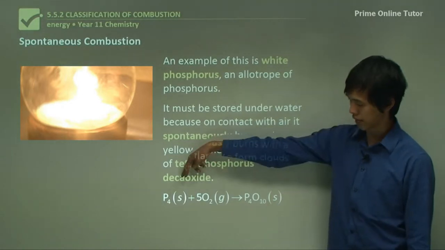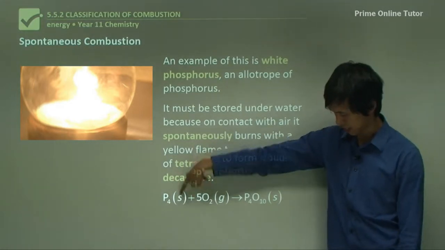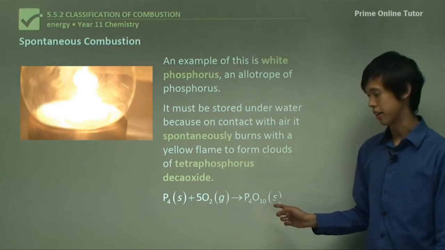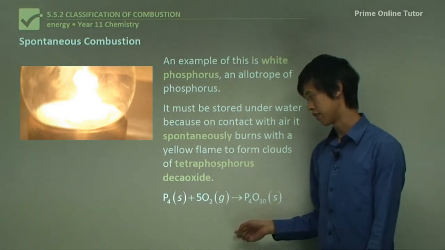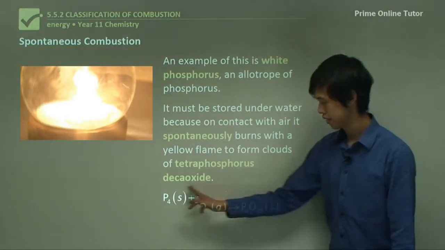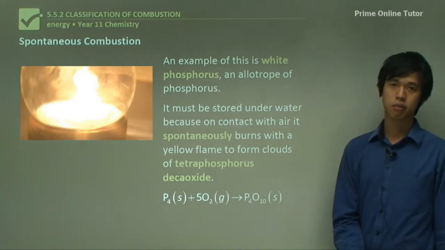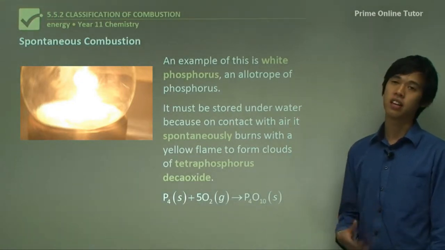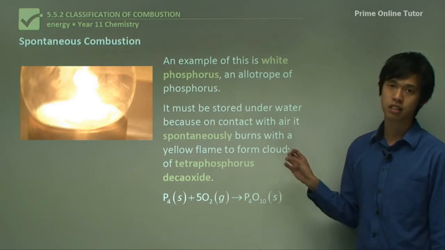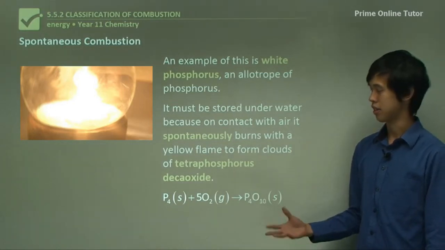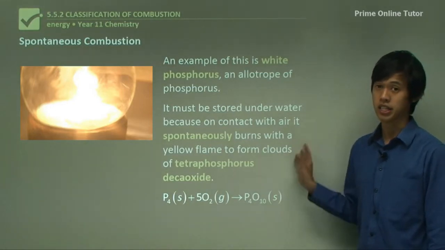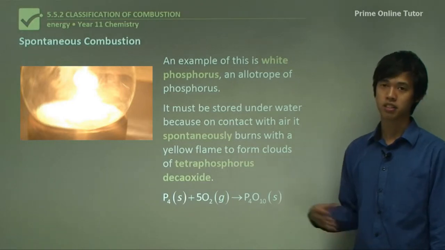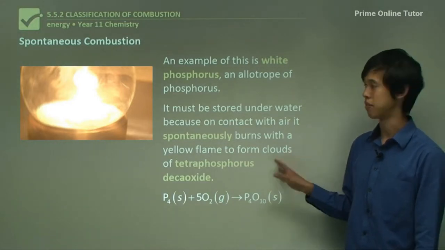When it comes into contact with oxygen, this reaction happens, and you get this white powder, which is tetraphosphorus decaoxide. So that's an example of spontaneous combustion. Very, very few chemicals will actually do this. This is just one of the minority. So spontaneous combustion is not common.